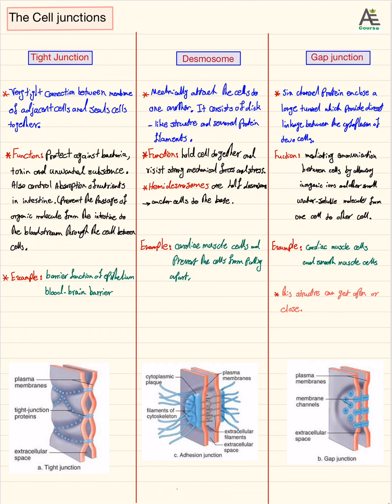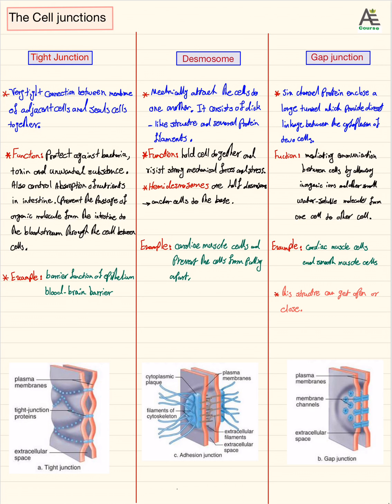We know that cells are located together, they come together and form tissue. Between these cells must be something to hold them, and that something is the cell junction. So the cell junction is the structure that holds cells together, and this structure can be either tight junction, desmosome, or gap junction. First, let's see what is tight junction.